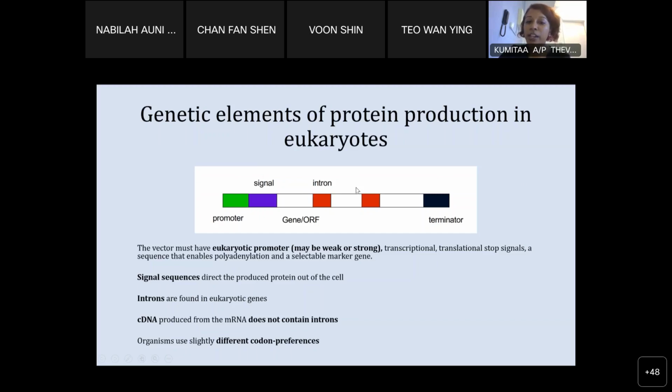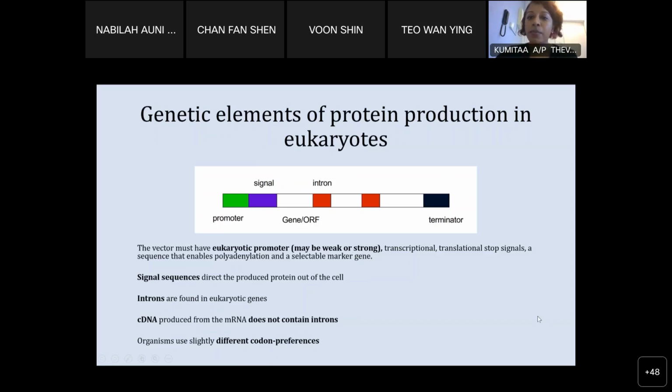You also have introns. So this is found only in eukaryotes. Although when you talk about cDNA, which we talked a lot about when we first talked about what you would actually use to produce your protein, the cDNA does not contain introns. And of course, as we saw in bacteria, different organisms have different codon preference. So for example, if you're trying to code for proline, a proline codon in yeast would be very different from a proline codon in bacteria.